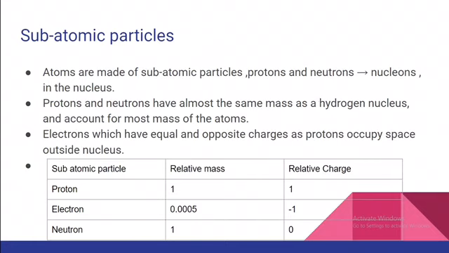Electrons have almost negligible mass, however, they have equal and opposite charges to protons. The proton has a relative mass of 1 and has a relative charge of positive 1, whereas the electron has a negative charge of -1, exactly opposite to that of a proton. However, it has a relative mass that is much smaller than that of the proton. Hence, its mass is almost negligible. Neutrons have the same relative mass as protons, which is 1, and have a relative charge of 0.